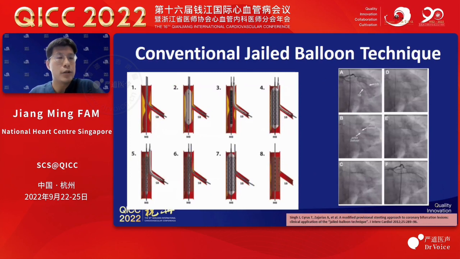Now, the jailed balloon technique was first published in 2012 as a way to prevent jailing of the side branch. A monorail balloon that's sized to the side branch vessel diameter, generally 1.5 to 2 millimeters, is advanced to the side branch, and the proximal marker was classically positioned just 2 mm proximal to the stent to prevent entrapment, with adequate balloon length to project into the side branch ostium.